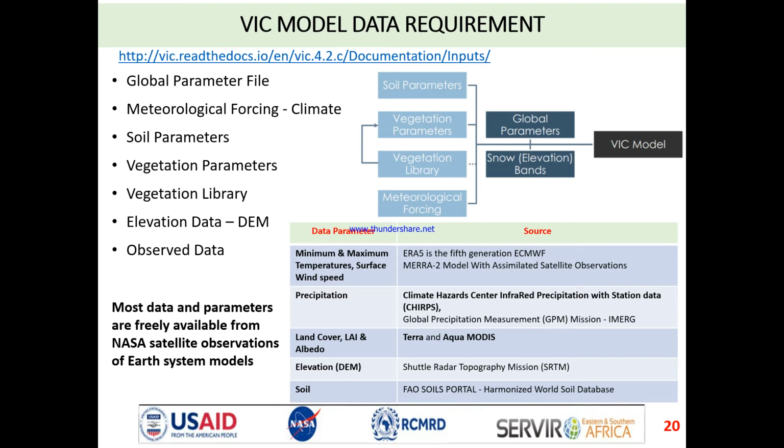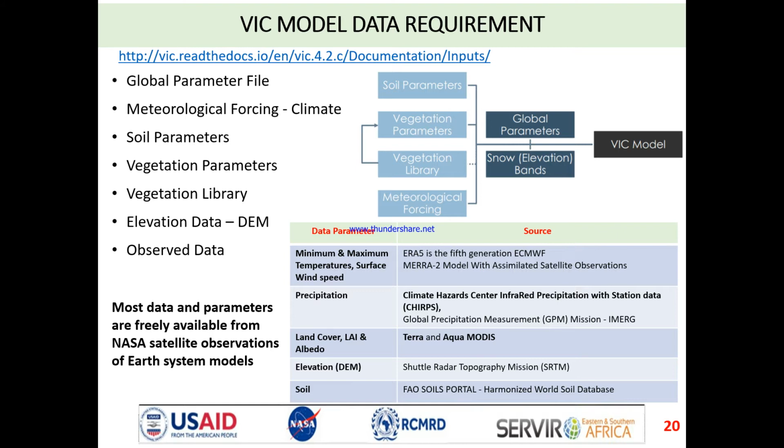It needs soil parameter data. And looking at this particular system here, you'd see the soil parameters, vegetation library, meteorological forcing file is being controlled by the global parameters and the snow elevation band into the VIC model. And we also need to know something about the elevation. The topography data is key here. We need observed data, and the observed data is in situ measurement.